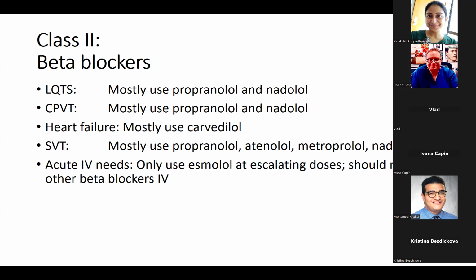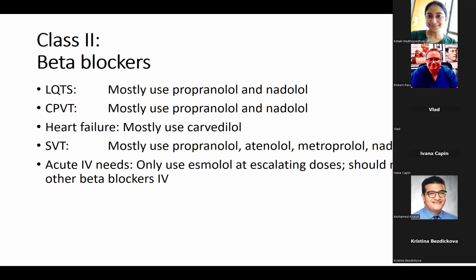Atenolol is commonly used by many for the treatment of SVT. Not a particularly strong beta blocker, but it really is very selective for beta 1 and less for beta 2. So it's a good agent in that it has very few side effects. Metoprolol is often used by many cardiologists for similar reasons. And then, of course, nadolol is a good agent for SVT, although some might say it's a little bit of a big gun because it's a non-selective beta blocker that has some potential for more side effects.